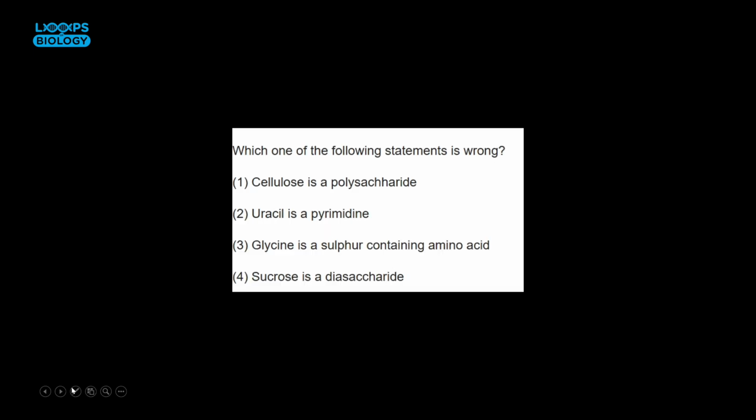Which of the following statements is wrong? Cellulose is a polysaccharide. We have seen this. This is made up of what? Beta glucose. Uracil is a pyrimidine. This we will be covering inside nucleic acids, but this is true. And this is present in case of RNA. Then sucrose is a disaccharide. Yes, it is made up of alpha glucose plus beta fructose.